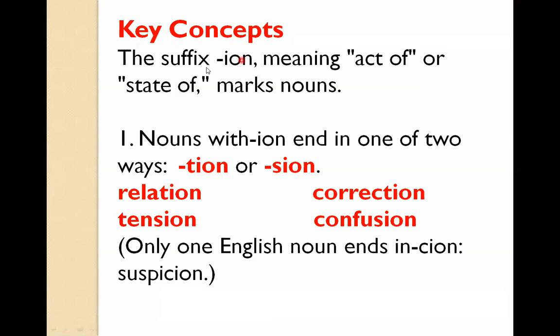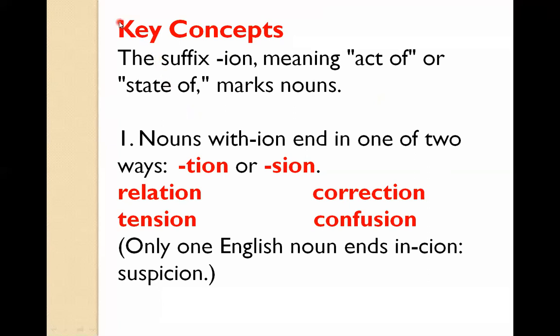Key concepts. The suffix ION, what about the semantic meaning? From the semantic aspect, ION means the act of or state of. And what about the function? It marks nouns. So if you see any word which ends in ION, you have to know that this word is a noun, and it means the act of the thing or the state of this thing.